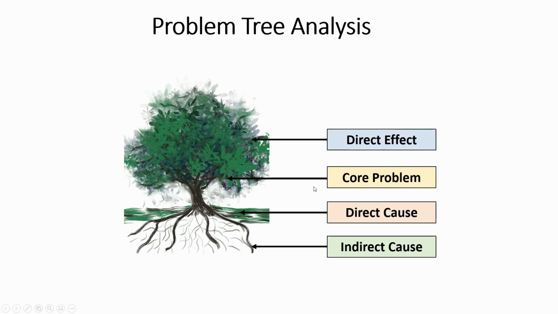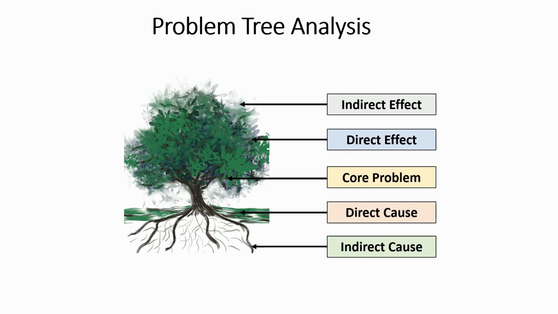Now the next part of the problem tree analysis is the direct effects. The direct effects are the things that are directly caused by the core problem. So for example, if we've got sea level rise, and that's not our core problem, but let's say that we've got sea level rise and a direct effect of sea level rise is increased coastal erosion. That would definitely be a direct effect. But then we've got our indirect effects, and these things are caused down the road by the core problem. Right? These are second order effects.